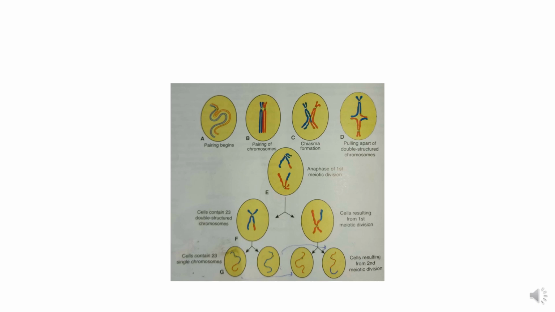So how many chromatid in each cell? 23. There were 23 pairs. Now they will give 23 chromatid to one cell and 23 chromatid to the other cell. Similarly, this will give 23 chromatid and 23 chromatid from the second meiotic division. So four daughter cells will have the haploid number of chromosomes, which is 23.